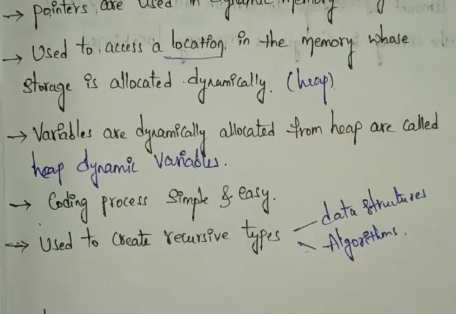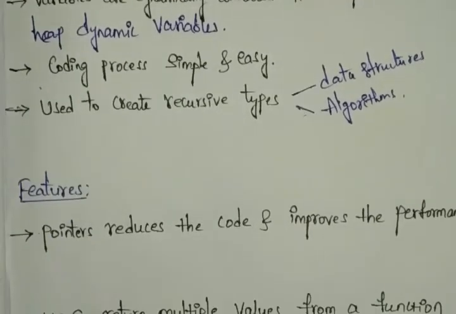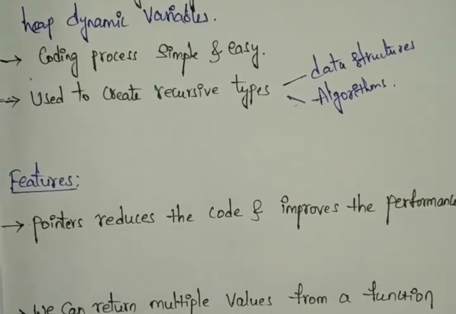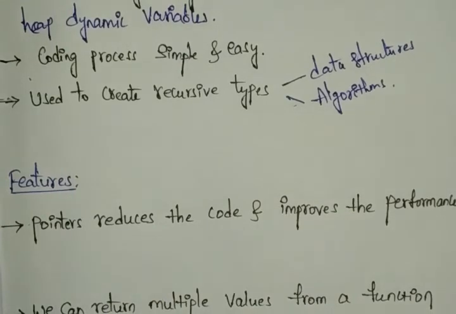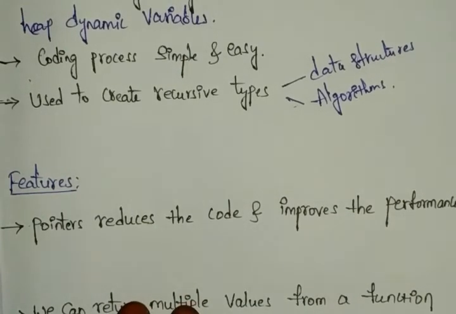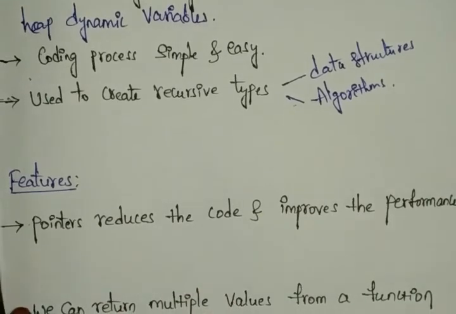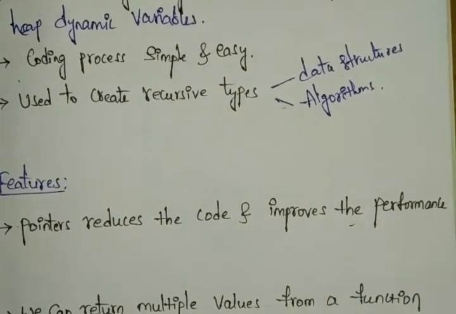And next, we have some features of our pointers. Let's see what features we have with our pointers. So pointers reduce the code. Yes, so the coding process is very simple and very easy, right? If you reduce the code by using pointers, you can do it easily. And it also improves our performance. Yes, if you reduce your code, it definitely improves your performance clearly and very fast also.